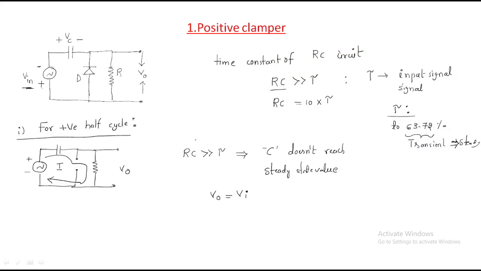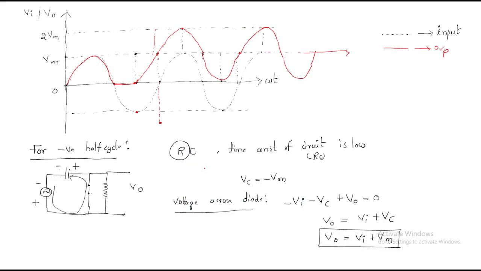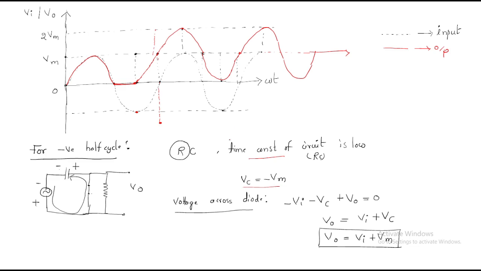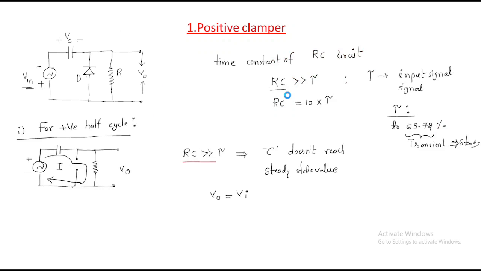For the positive half cycle, the resistor is involved, that's why it doesn't reach the peak value. And for the negative half cycle the time constant becomes less, so it will reach minus Vm. By using that phenomenon it will follow the path. Okay, I think all of you understand this positive clamper. Okay, thank you.